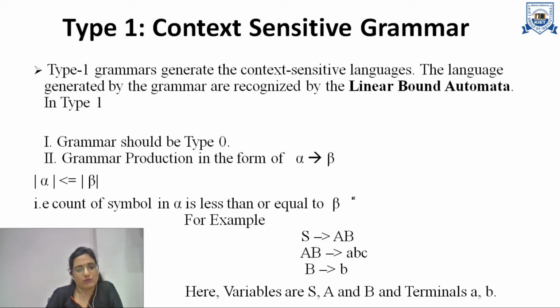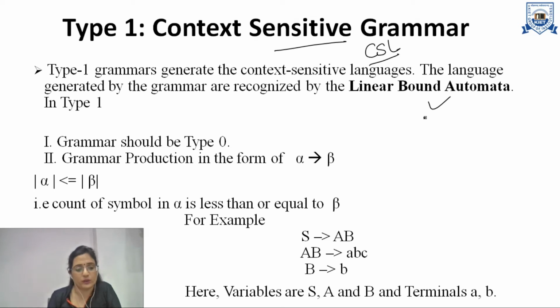Next grammar is type 1 grammar, and type 1 grammar is known as the context sensitive grammar, and the language that can be recognized by the context sensitive grammar is the CSL. CSL stands for the context sensitive language, and this language is recognized by the linear bounded automata.